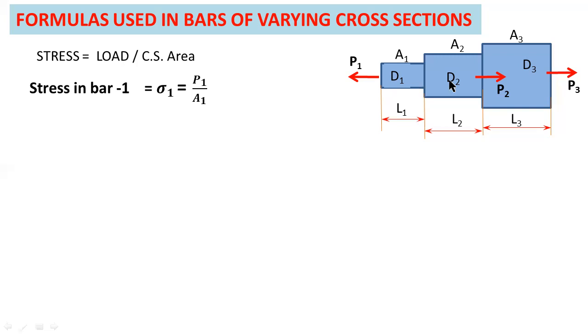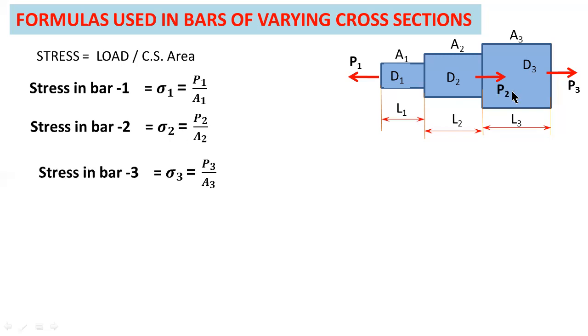Similarly, for the second bar, the stress induced in bar 2 is sigma 2, equal to the load acting on bar 2 divided by the cross-sectional area of bar 2. So sigma 2 equal to P2 by A2. P2 is the load acting on bar 2, and A2 is the cross-sectional area of bar 2. And similarly, the stress induced in bar 3 is sigma 3 equal to P3 by A3, where P3 is the load acting on bar 3 and A3 is its cross-sectional area. So these three are the stresses induced in each bar.